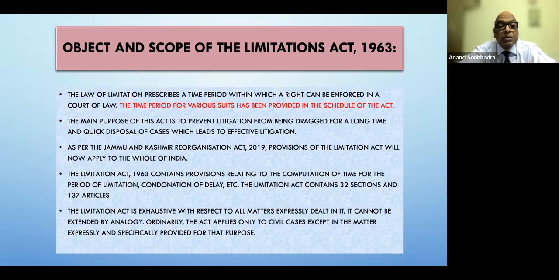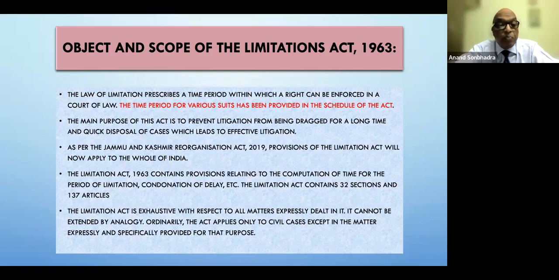Now, what does this act contain? It contains provisions relating to computation of time for period of limitation, condonation of delay, etc. And this whole act contains 32 sections and 137 articles. The articles are encased in the schedule of the act.